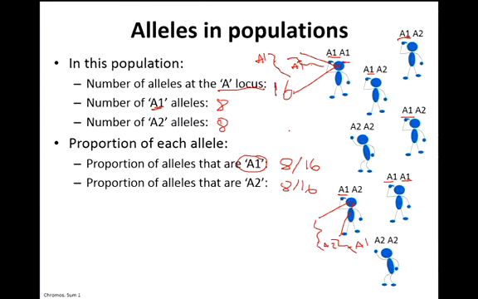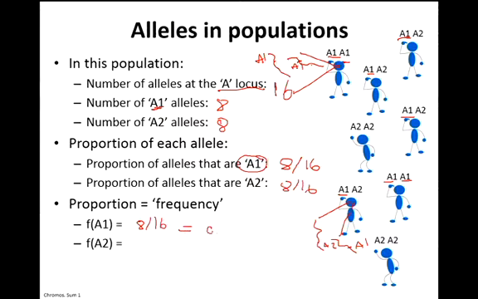Then we think about this special word called frequency, and frequency often confuses students because it sounds a bit funny. But frequency just means proportion, chance. Proportion, chance, frequency. And so we write frequency a bit like this. So we do f, little f, and then brackets, and then A1. So this is asking us, what is the frequency of the A1 allele? And the second one's asking us, what is the frequency of the A2 allele? So the frequency, the proportion of the A1 allele is, again, just 8 over 16. We normally write these in terms of decimals, and so this is just 0.5. And the frequency of the A2 allele is 8 on 16 as well, and that's also 0.5.